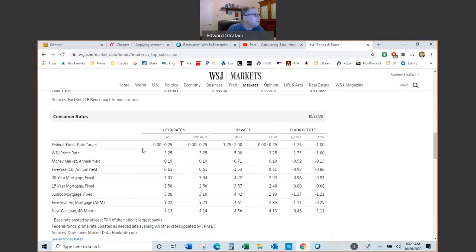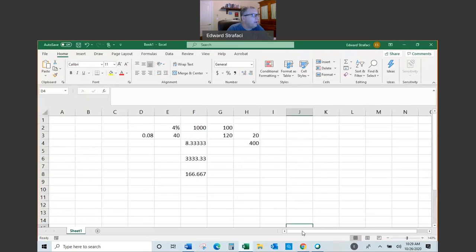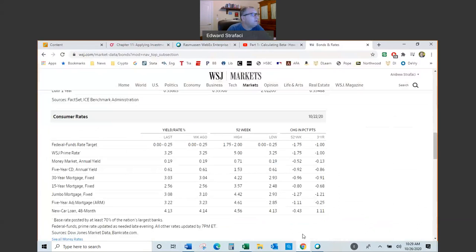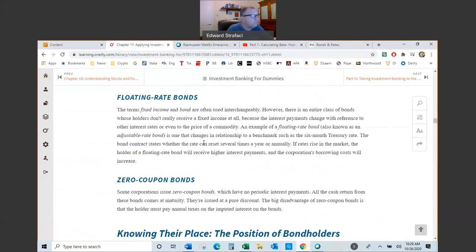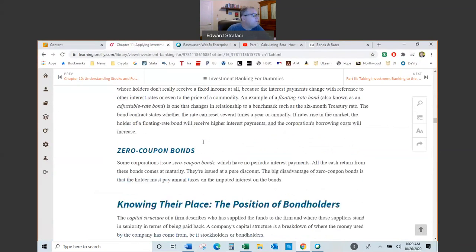So the Fed funds is here. The prime rate is 3.25%, which is really where most banks start. So when they give out mortgages or floating rates, they're basing on the prime rate of interest, which is where banks lend to one another. New car loan, you get 4%. It's a really good time to borrow money. And the reason why it's a good time to borrow money is that the Fed wants to keep rates low so you'll invest. So you'll take your money out of investments and you'll put it into cars, houses, businesses.